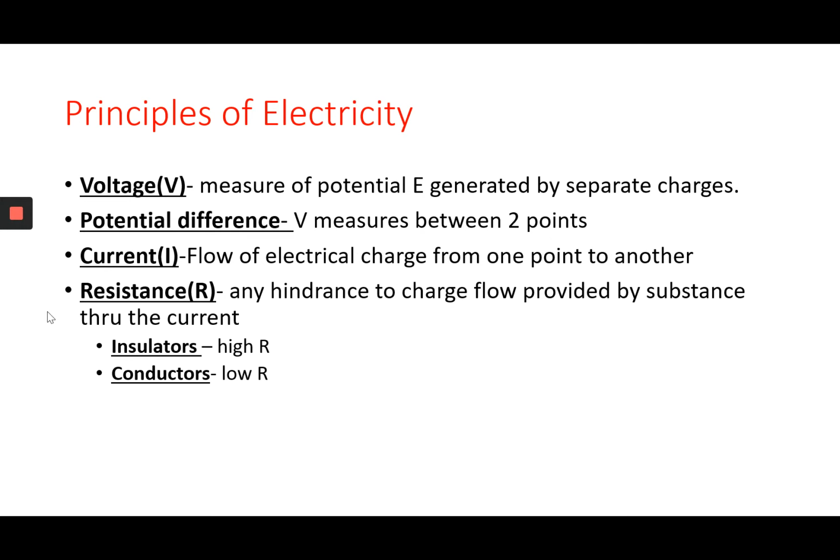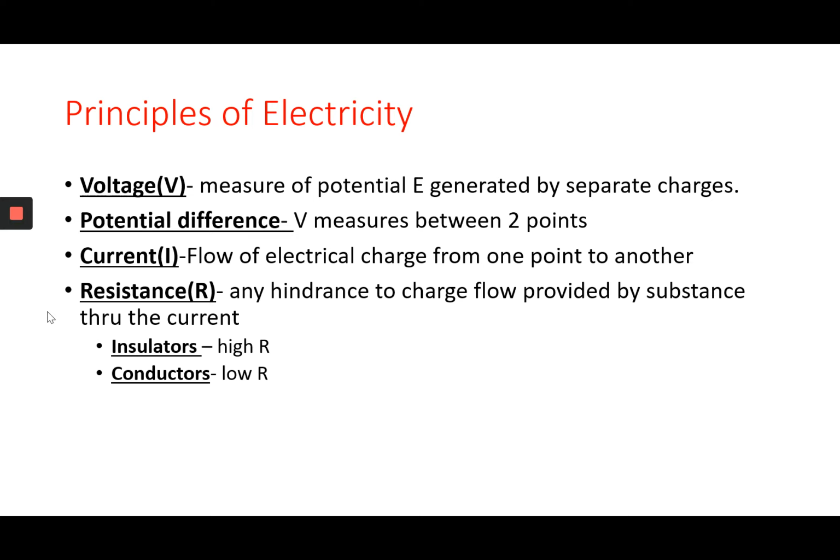A couple of principles of electricity need to be acknowledged: voltage, potential difference, current, and resistance, just so that they're not unfamiliar. So voltage is the measure of potential energy generated by separated charges. Again, these charges are going to be separated by a plasma membrane. The potential difference is the voltage measurement between 2 points. The difference between the voltages on each side of the cell membrane creates a potential difference.